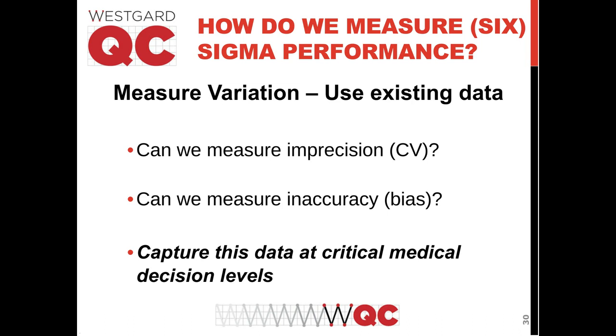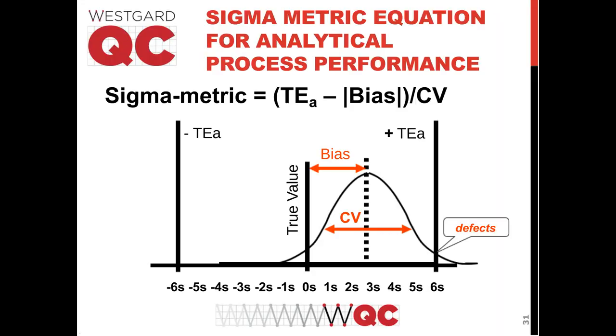And once you have those 3 items, you can do a sigma metric. And it's a calculation where you take the allowable total error, that's your quality requirement, you subtract the absolute value of the bias, and then you divide by CV. So it's your quality goal minus your inaccuracy divided by your imprecision. And the graphic below is just to give you an idea of how the equation works.